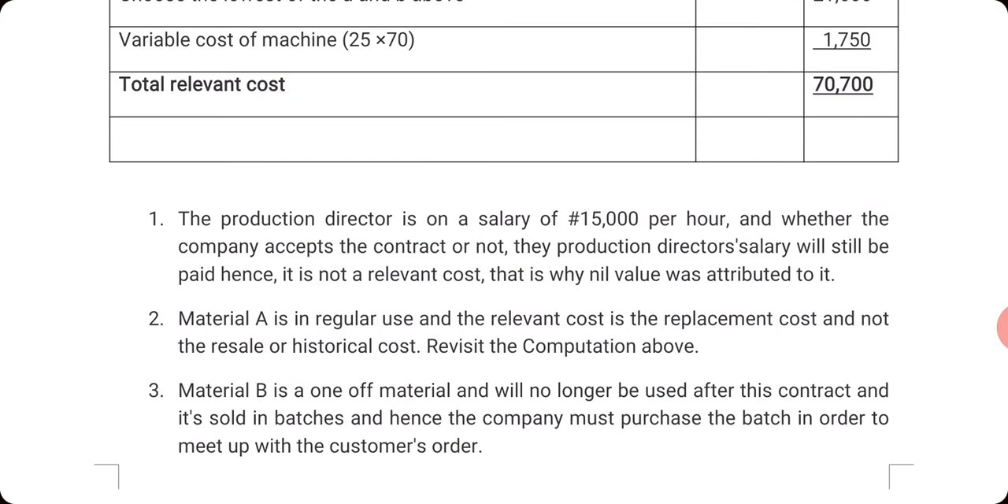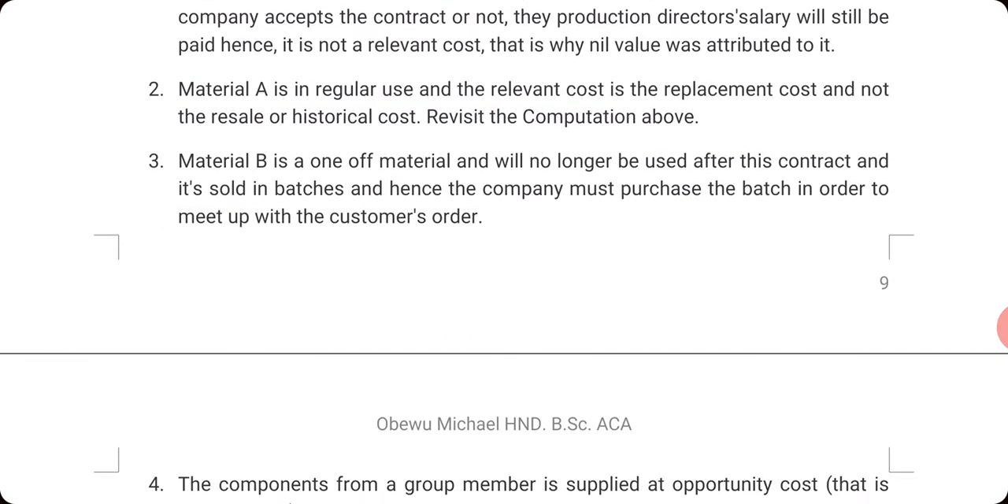Now we'll move to working number 3. Material B is a one-off material. What do we mean by one-off? It's something we will use just one time, and after using it, we are no longer going to use it again because we don't need it. You understand? So it is a one-off material. Since it's a one-off material, and will no longer be used after this contract, and it is sold in batches, the company must purchase the batch in order to meet up with the customer's order.